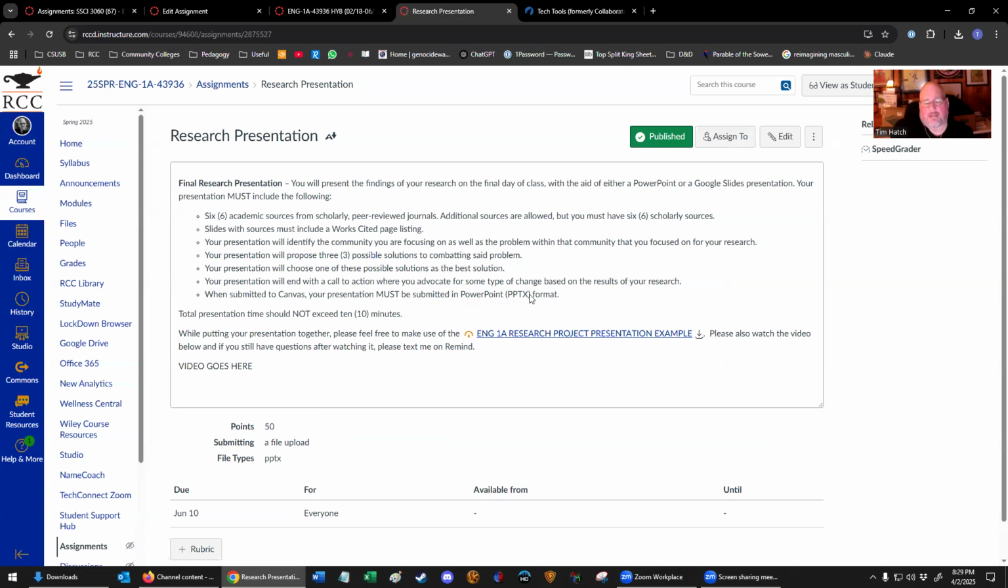All you need is the 6 academic sources that you incorporated into your essay. You don't need any sources that you didn't use in your essay. The slides with the sources need to include a works cited page listing. Your presentation will identify the community you are focusing on, as well as the problem within that community.